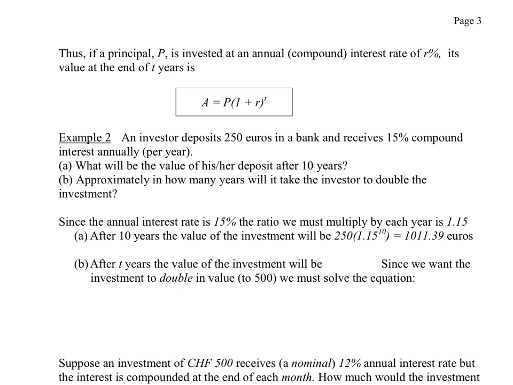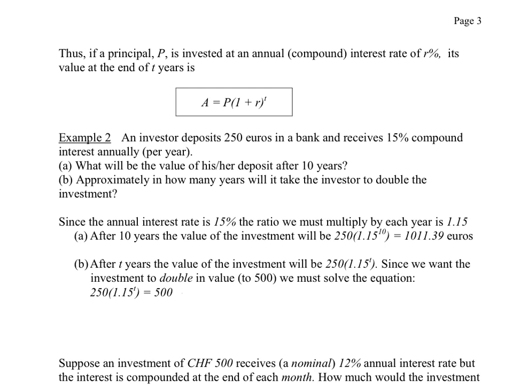The second part of this question is to say approximately in how many years will it take the investor to double the investment? Not a particularly easy question to answer. After T years, the whole investment is going to be 250 times 1.15 to the power of T, whatever T is. So we've got to solve the equation that we have here. 250 times 1.15 to the power of T equals 500.